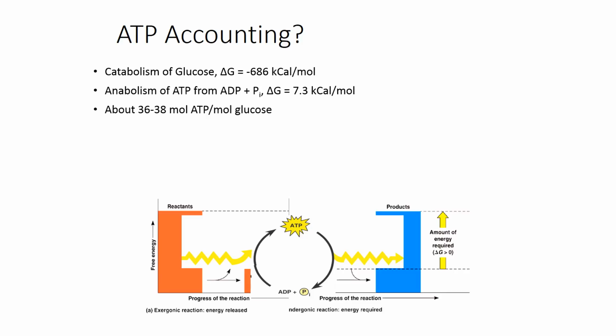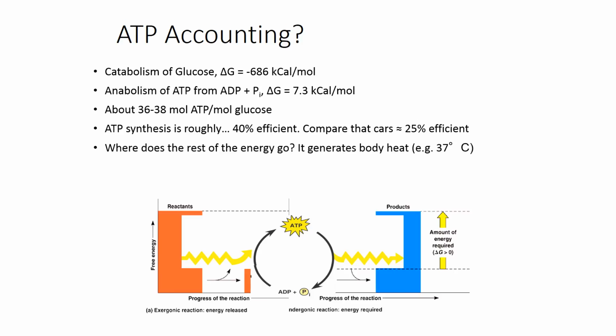So we'll get that 36 to 38 moles of ATP per glucose, which comes out to about 40% efficient, again, which compares to the most efficient cars at about 25% efficiency rate. So it's pretty darn good. And again, the rest of that energy is going to be used to generate body heat and keep our bodies nice and toasty.